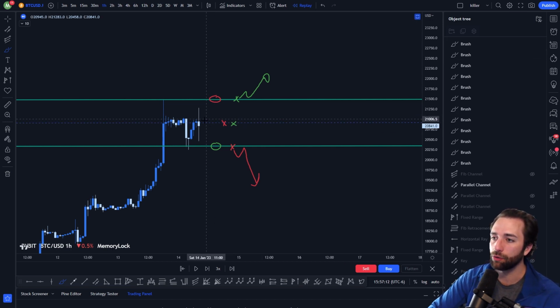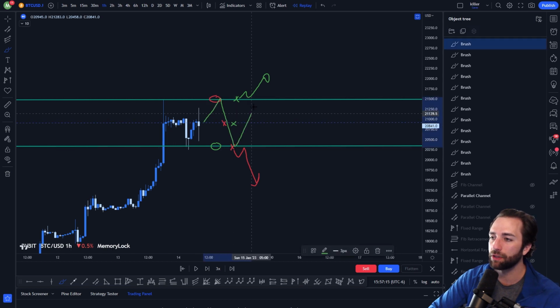And I want to make this clear too. Oftentimes people think it has to rotate from the top to the bottom, to the top, to the bottom. No.